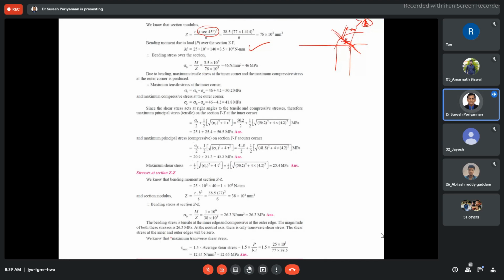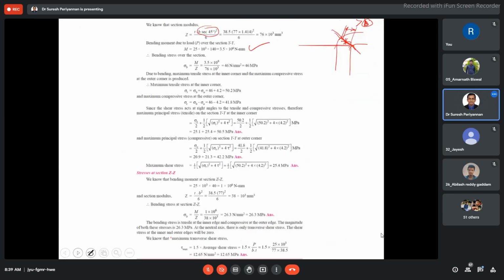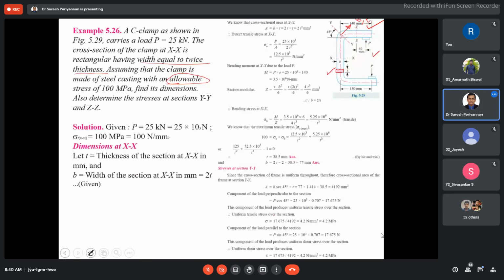In this region, what type of stress is it? Is the bending stress tensile or compressive? With respect to the bending moment, the stress generated in this region, is it tensile or compressive?